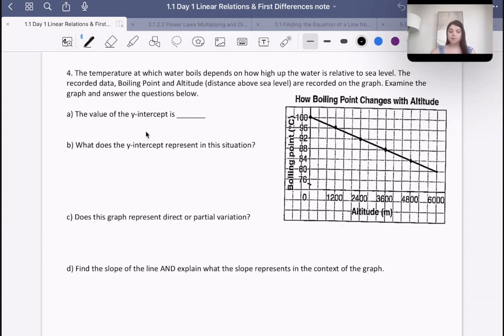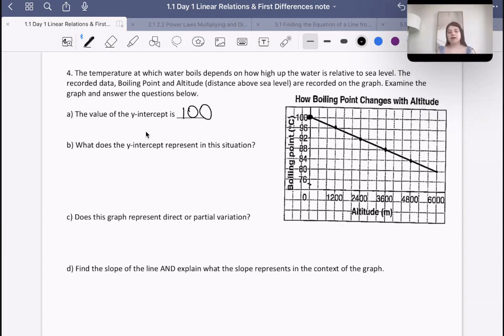Well, let's see. Well, y-intercept, what is that? That basically means where does the graph touch the y-axis, right? So the vertical axis. So that would be right here at 100. So the answer for what is the y-intercept is 100.